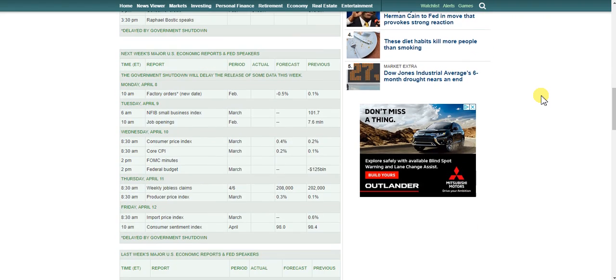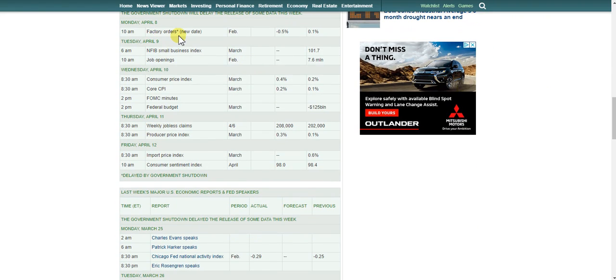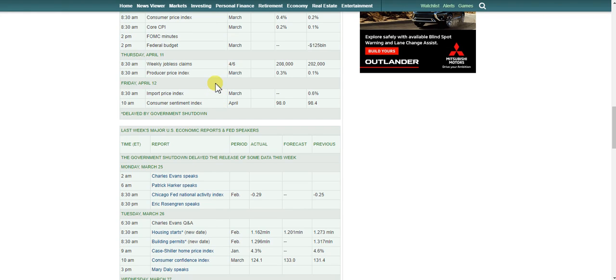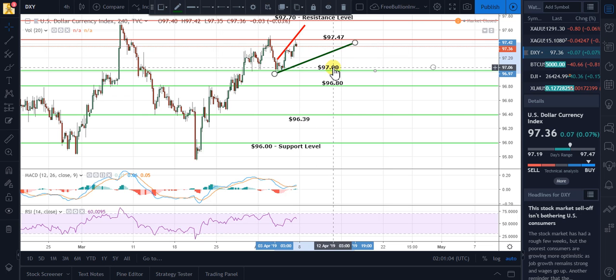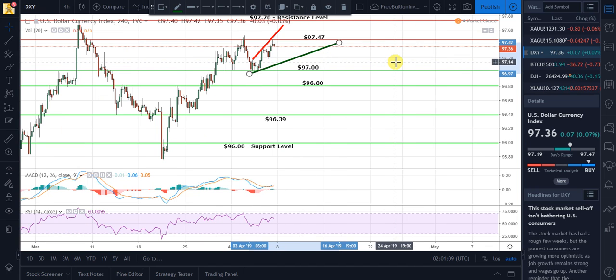Also, as far as next week, we have factory orders coming out. We have the small business index coming out. It depends on what the news is, but it'll give weight one way or the other to help or hurt the dollar, as well as core CPI. The FOMC minutes will definitely have some weight for the dollar, either good or bad. And consumer sentiment index will also come out at the end of the week on Friday. So all those factors will play on the dollar. How they come out is anyone's guess, really.